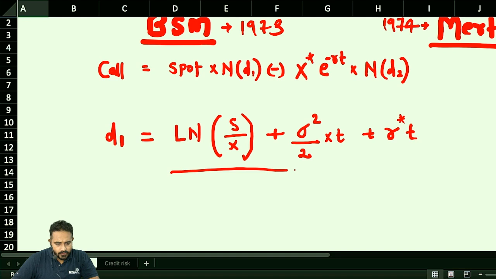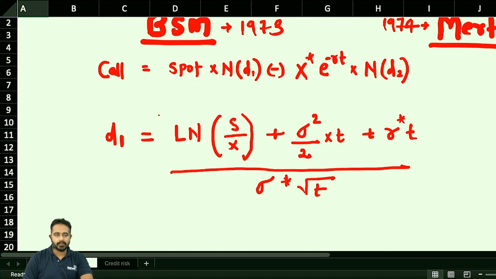So in the denominator, what we have is a sigma multiplied with root T. So this is how you calculate D1. Now, do I put the D1 directly in the formula? No. Once I have the D1, I go to the normal distribution tables and then I figure out something called ND1. I'll show you.